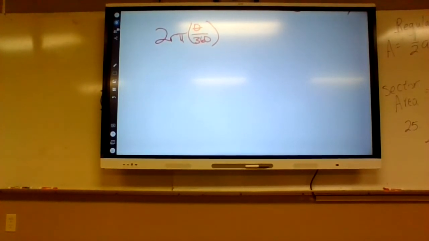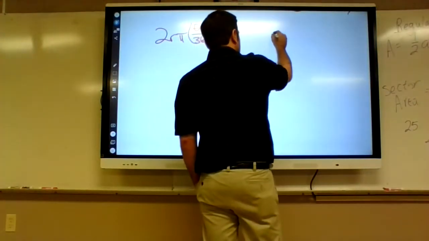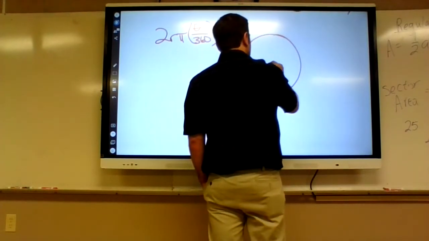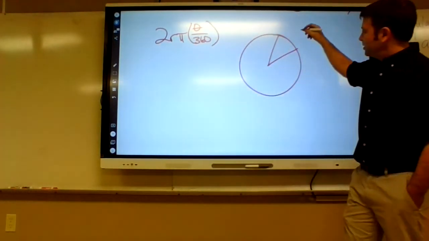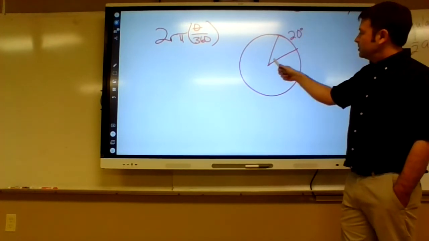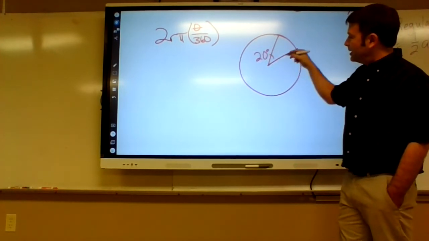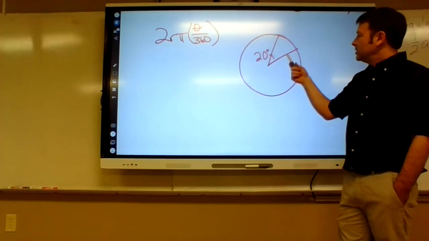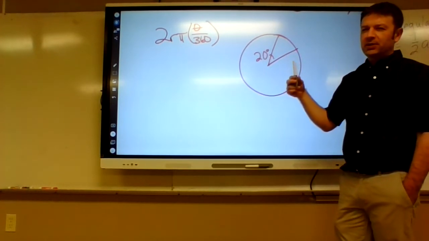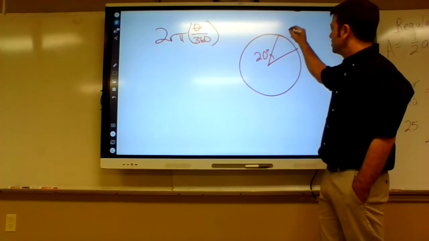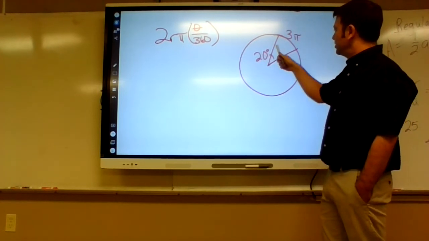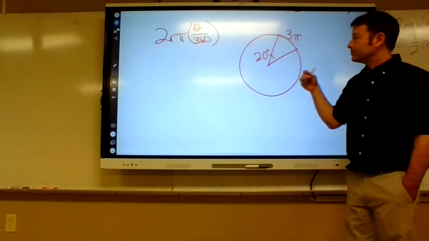17 says, find the circle's radius and the area of a sector defined by a 20-degree arc with a length of 3 pi. If this arc is 20 degrees, the inside is 20. What's this angle right here? 20. So basically, our theta, our angle, is 20 degrees. Then it also says the arc is 3 pi centimeters. Okay, how can it be 20 degrees and 3 pi? What does that mean?